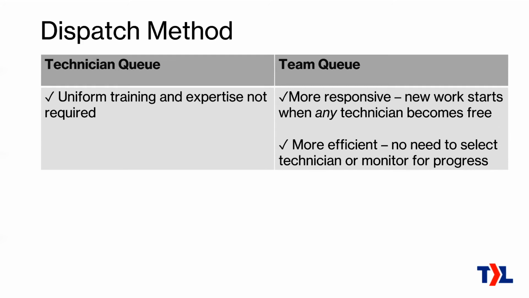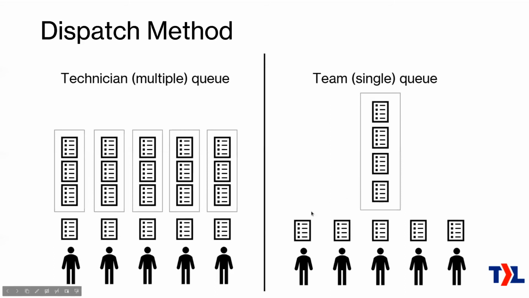The advantage of the team queue is that it's a lot more responsive. New work starts when any technician becomes free. So if we go back here, say this ticket for this person is very challenging, and it ends up going over budget, that delays all of this work behind it. So that's a disadvantage for all of these tickets. The customers are going to notice that because this ticket got delayed.